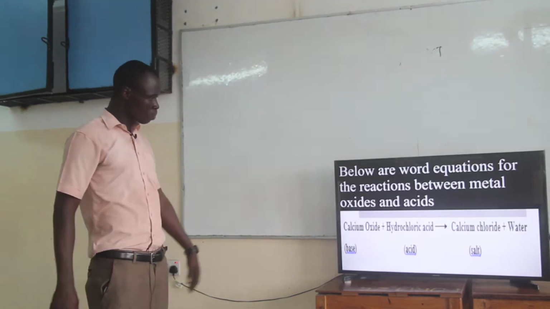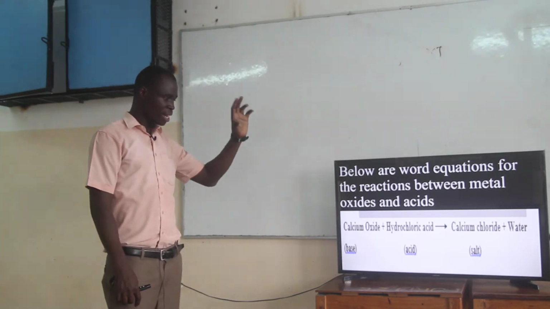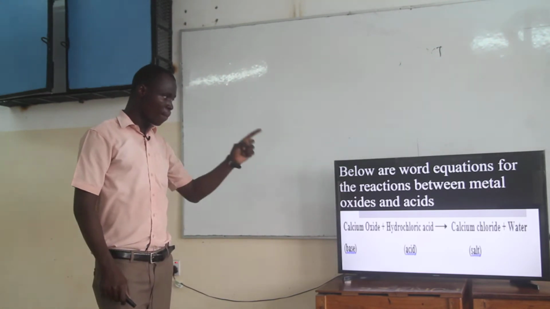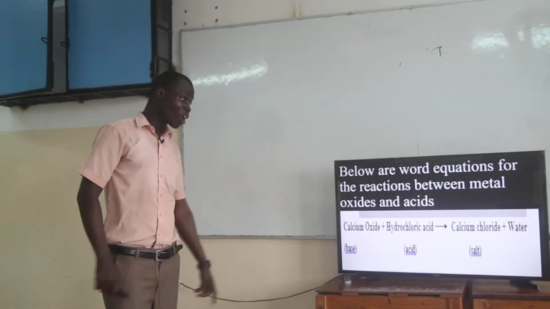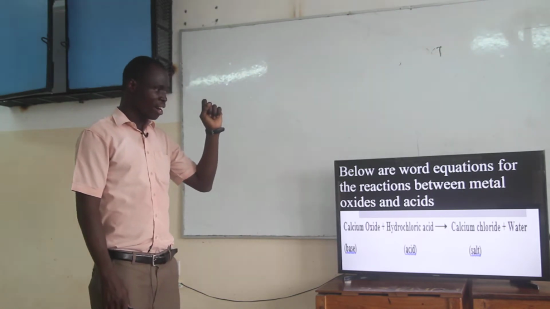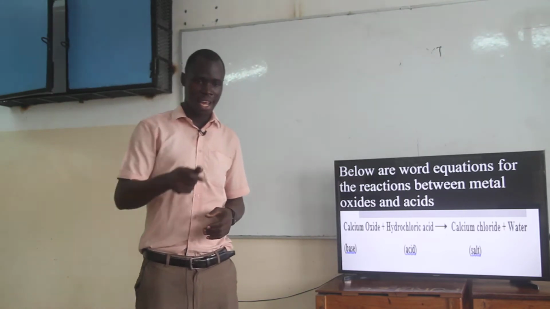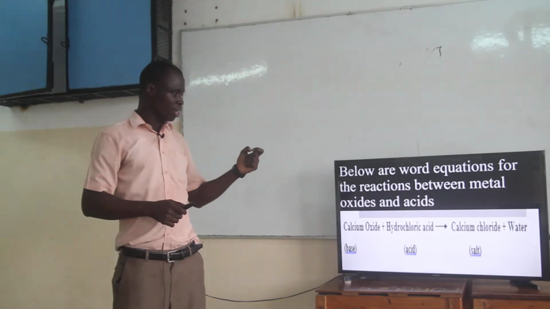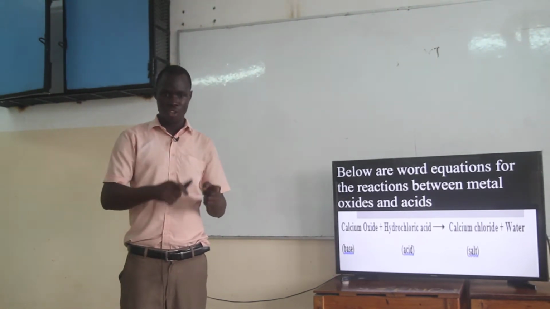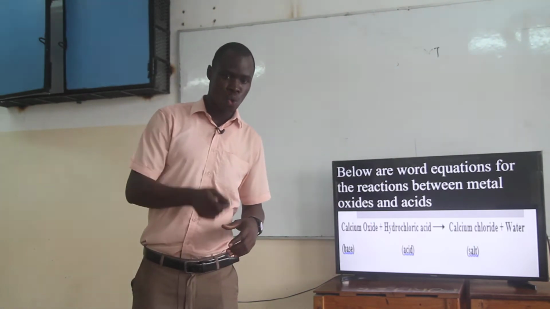For the first metal oxide, a base plus an acid is going to give you salt and water. Calcium oxide plus hydrochloric acid gives calcium chloride plus water. And I will urge you each and every time to try making your own prediction when you see this kind of reaction, because I've given you enough to enable you to do this prediction.